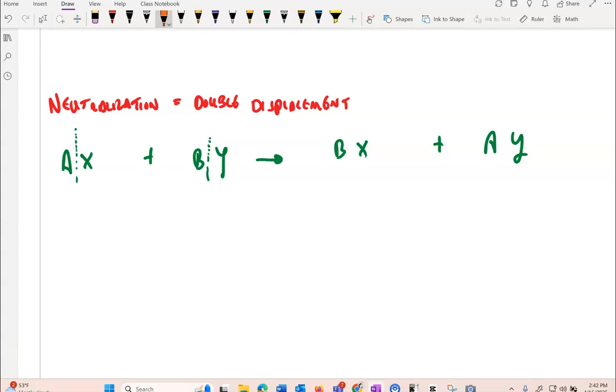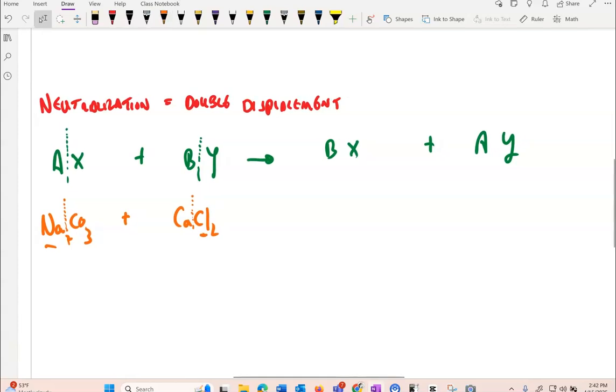So when we did this with precipitation, for example, if I was going to ask you to write a dissociation equation between, say, for example, these two compounds, and we said that these are both ionic compounds, and we're going to dissociate them. We're going to take A, that's going to be our sodium, and Y, that's our chlorine, and put those together. We're going to take calcium, that's our B, and carbonate, and that's our X.